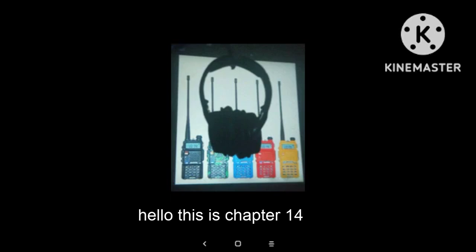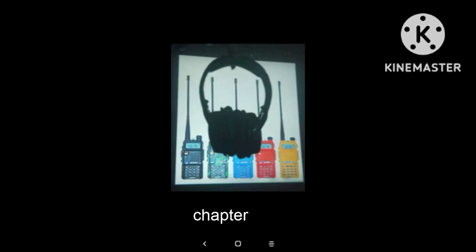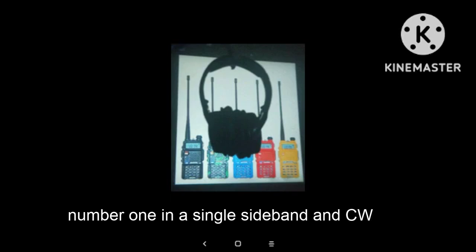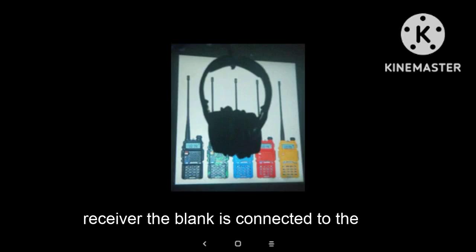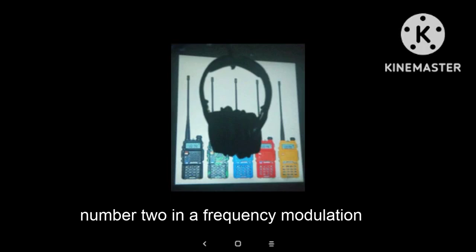Hello, this is Chapter 14, Receivers. There are 36 questions in this chapter. Number 1. In a single sideband and CW receiver, the blank is connected to the output of the product detector. Audio frequency amplifier. Number 2.